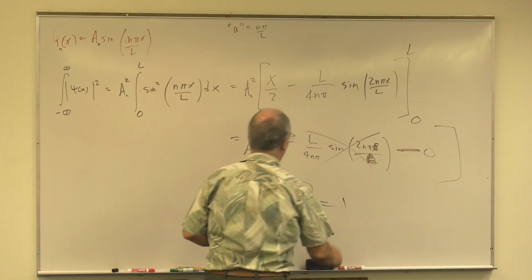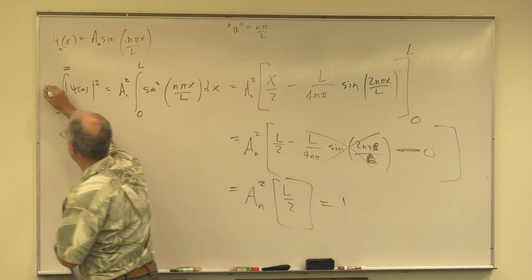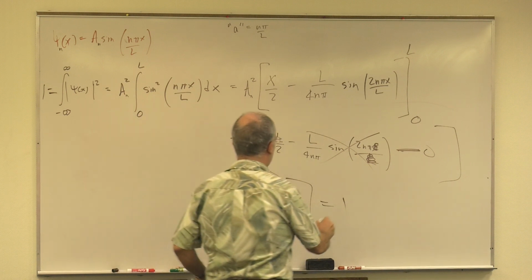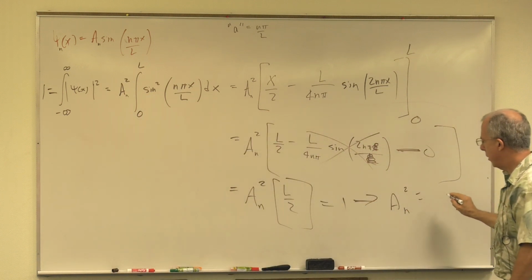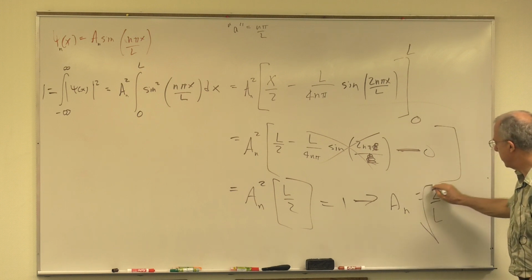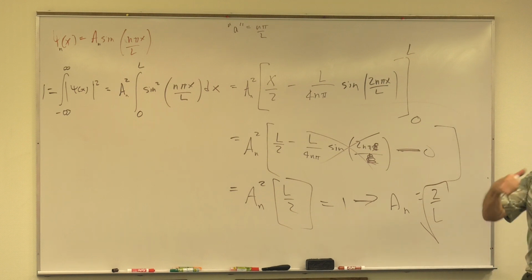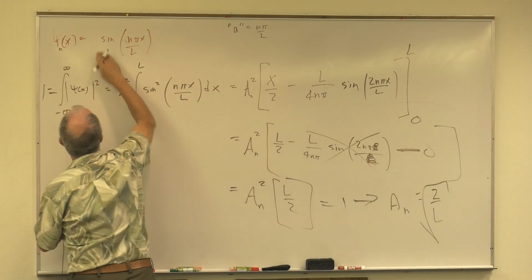And again, this equals 1, right? Somewhere I'm supposed to write that. So this is equal to 1. So therefore, what does A_n equal? A_n squared equals 2 over L. So A_n is just the square root of 2 over L. Yes. All righty. So there you go.